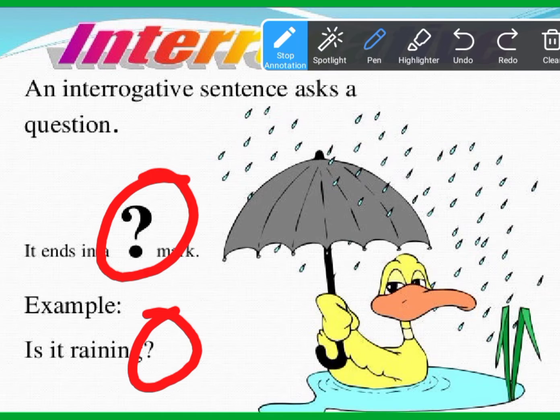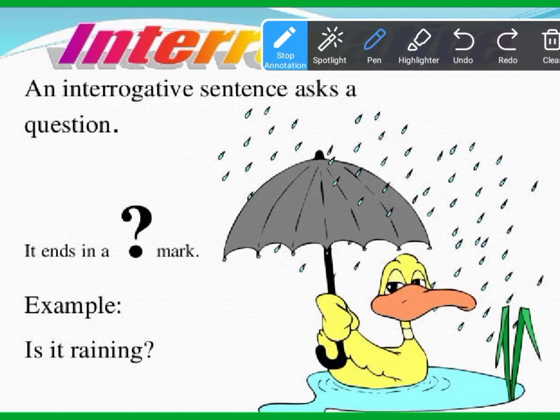An interrogative sentence means one which asks a question. Example: is it raining? What is your name? Which class are you studying in? Where did you come from? So these are all different kinds of questions, and they always end with the question mark. So this is all about the interrogative sentence.